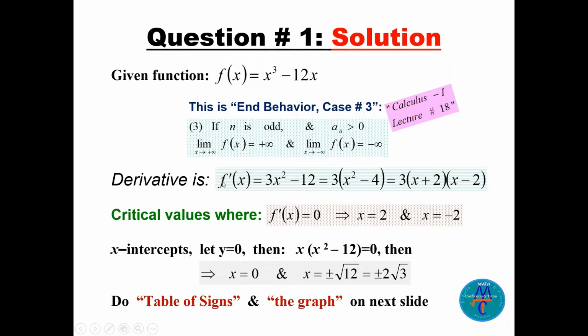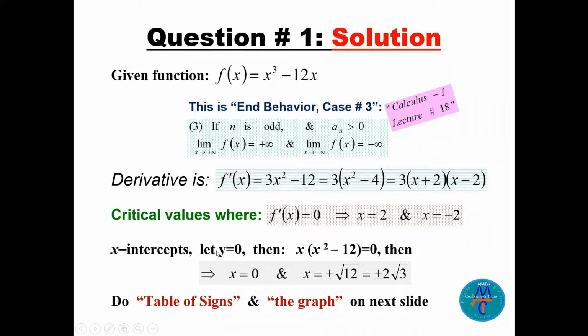Let's find the derivative here. f prime of x will be 3x squared minus 12. Take 3 outside, then you have 3 times x squared minus 4. This is the difference between two squares, x plus 2 and x minus 2. Now the critical values, the values where f prime is equal to 0. So there are two values there, x equals 2 and x equals minus 2.